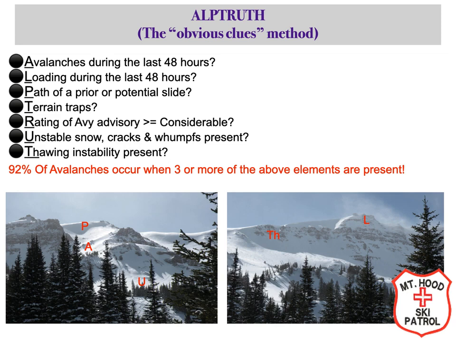Are we going to be on a path of a prior slide or potential slide? Are there terrain traps we'll be traveling through? Is the avalanche rating considerable or higher? Are there any signs of unstable snow, for example, cracks or woofing, or a snow stability test indicating instability? Is there any evidence of instability due to thawing? As the slide indicates, 92% of avalanches occur when 3 or more of these elements are present.